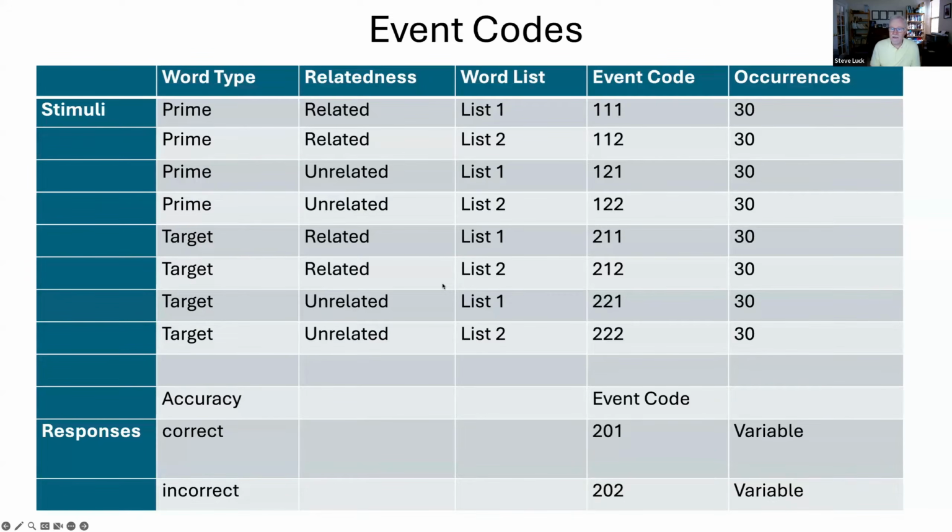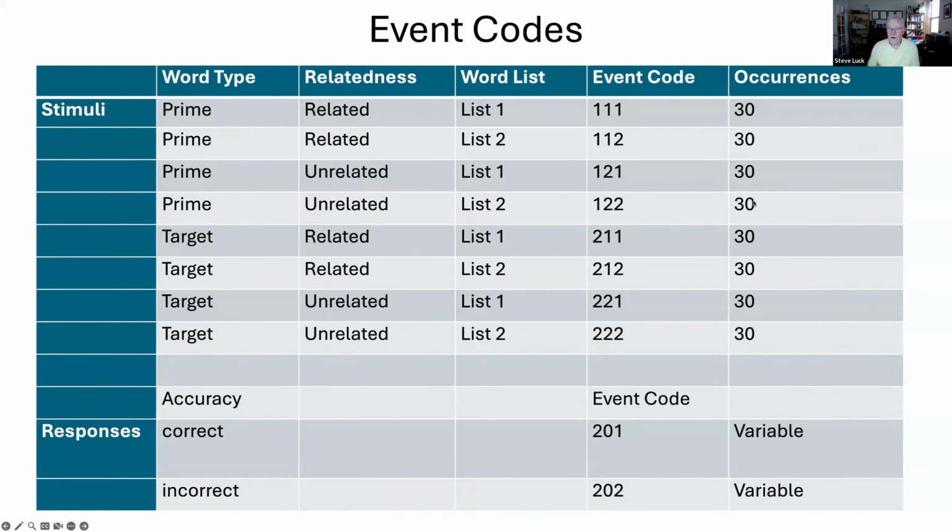Okay, but in order to do this, we need to understand the event code structure for this experiment. So we had two different lists of words. This was used for counterbalancing purposes. And we have prime words and we have target words. So there's an event code for each word, the prime and the target. The event code indicates whether the word is a prime or a target, whether it was related or unrelated to either the following word for the prime or the previous word for the target, and which word list it came from. Okay, so like event code 121 is a prime from a prime word that's unrelated to the following target that came from list 1.